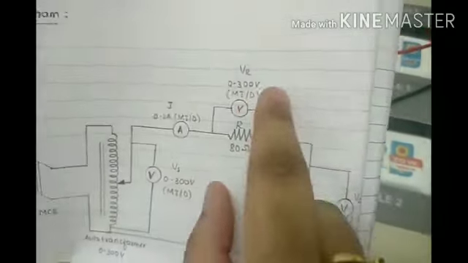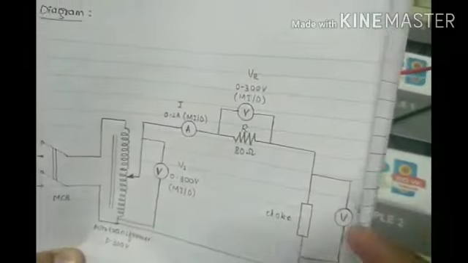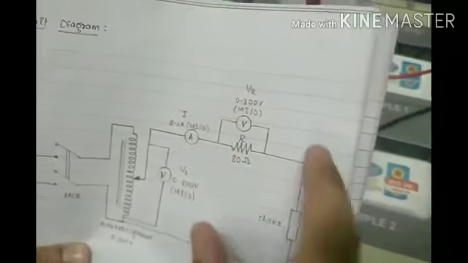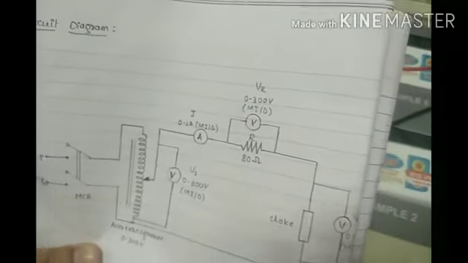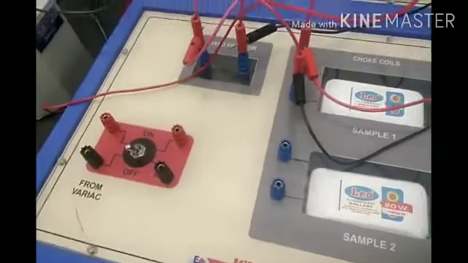So these 3 voltmeters are connected in parallel across the supply, the resistance and the choke coil. So this will give the voltages, and accordingly we will take the readings as in the observation table. So this is our connection.